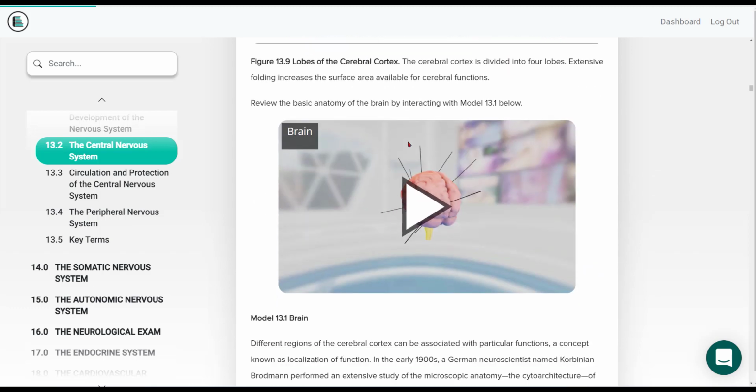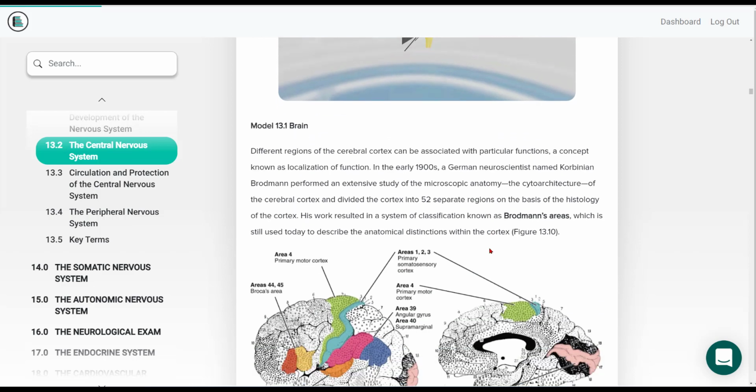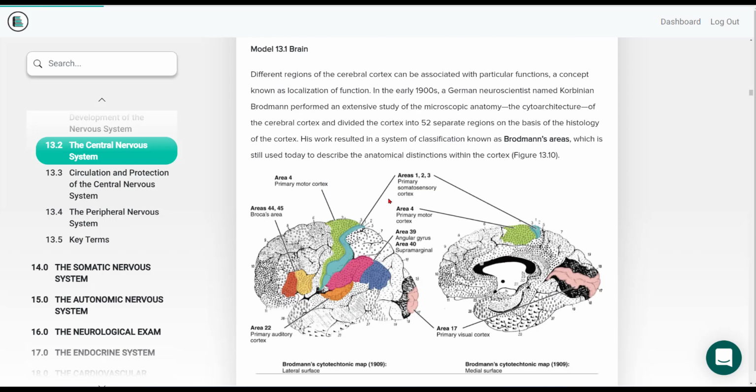Here's a little rotatable 3D model that will help you appreciate these structures in 3 dimensions. You can spin and rotate this model as well. Now, many years ago, there was a German scientist by the last name of Brodmann, and he extensively studied the brain. We know so much more now about the brain than Dr. Brodmann did back in the early 1900s. But he started classifying parts of the brain based upon all sorts of data that he was collecting, and some of these areas are still described using his nomenclature from over 100 years ago.